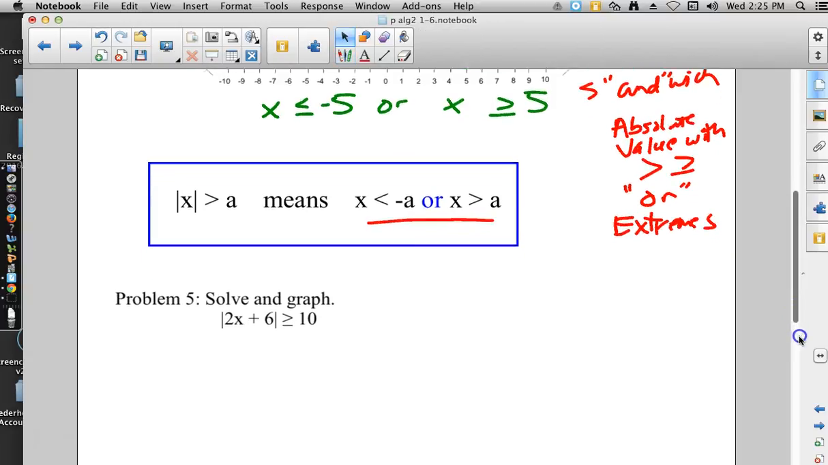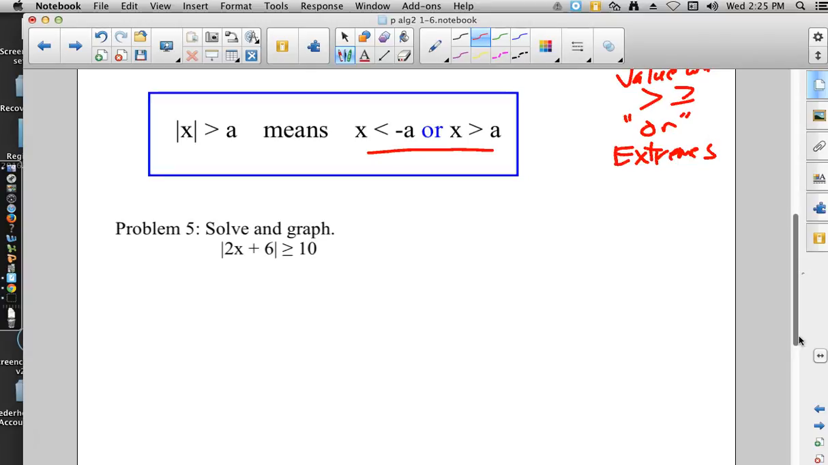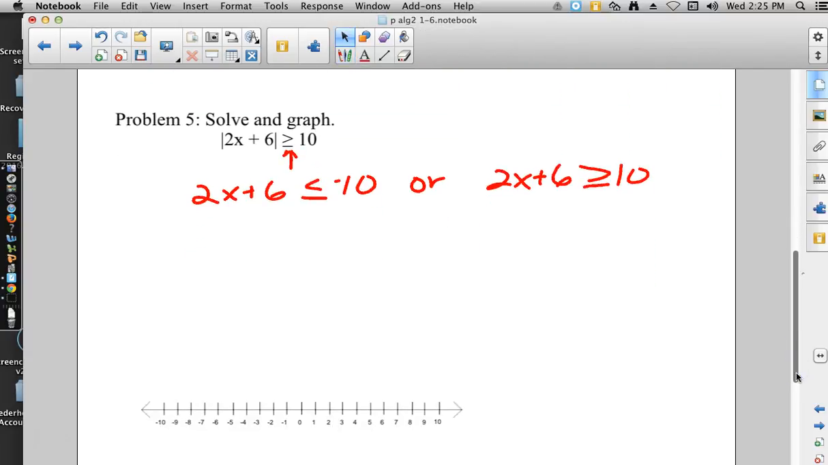Problem 5. Solve and graph. The absolute value of 2x plus 6 is greater than or equal to 10. So first step, just like always, is isolate the absolute value. Well, the absolute value is all by itself. But with these, we now need to look here. And we need to say to ourselves, okay, then this 2x plus 6 is going to be less than or equal to a negative 10, or 2x plus 6 is going to be greater than or equal to a positive 10. So we'll continue on and we'll just solve these like we normally would.